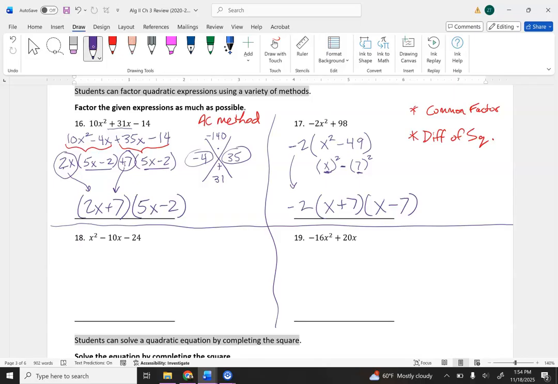There are 3 terms here. And so then the next question is, is the a value 1? The a value is 1. And that tells us to try out reverse FOIL.